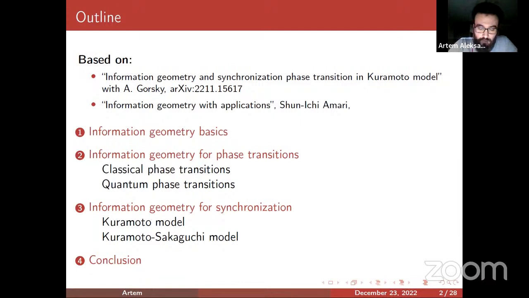So first of all, I would like to speak about some basics of information geometry, and I will introduce some needed concepts. And then I will present a brief discussion of how we can apply information geometry to phase transitions. I will speak about classical phase transitions and quantum phase transitions. And at the end of my talk, I will present our result for the Kuramoto model, and I will show that information geometry plays an important role in the Kuramoto model.